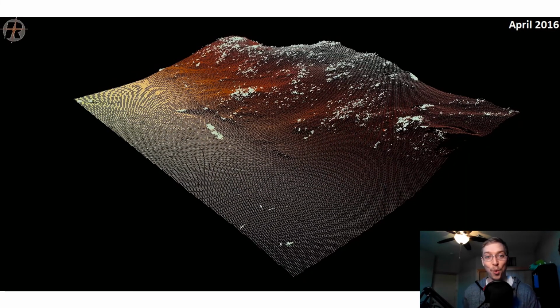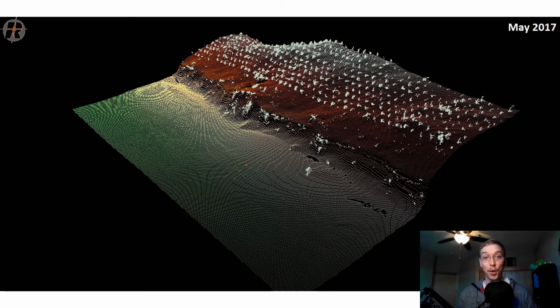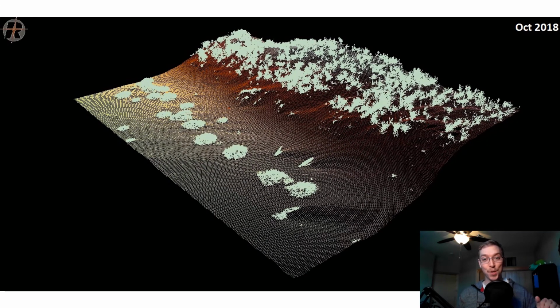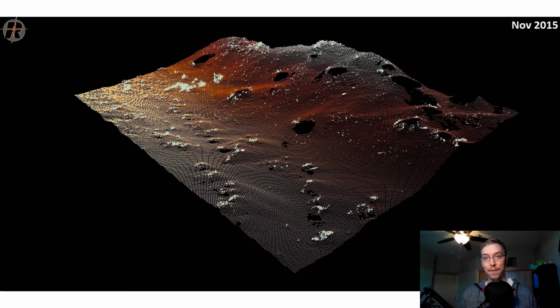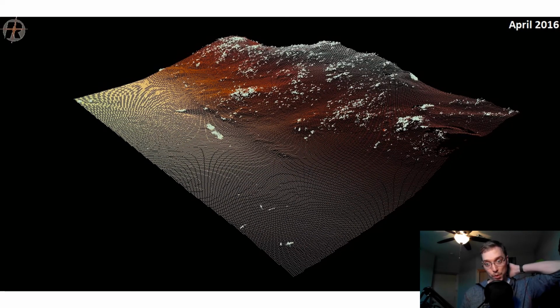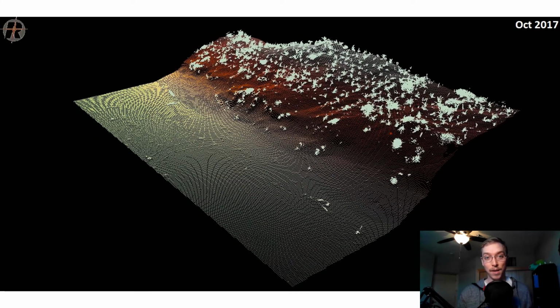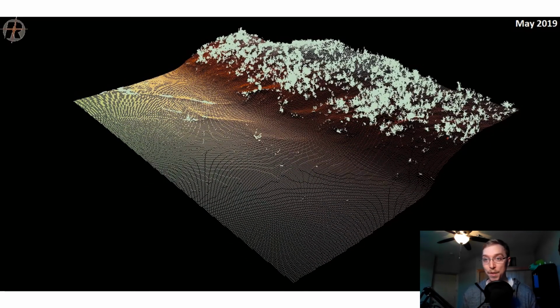Here, this is a really cool one. This is a 3D rendering of this beach dune system. The green is vegetation. So we're seeing here how the beach is changing, the dune is changing, how the vegetation is growing from here, November 2015 through September of 2019. At this site, we're still going. Last time I was out there taking a laser scan of this beach was July of 2022.